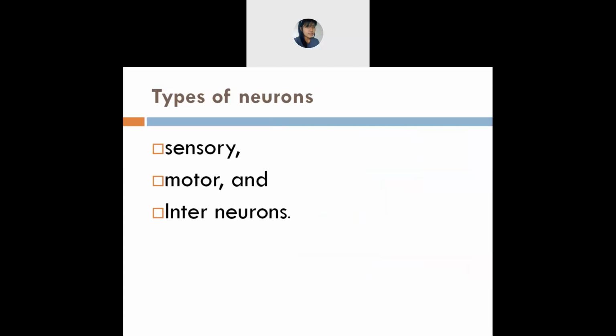Types of neurons. In the types of neurons, you will find sensory, motor, and interneurons.